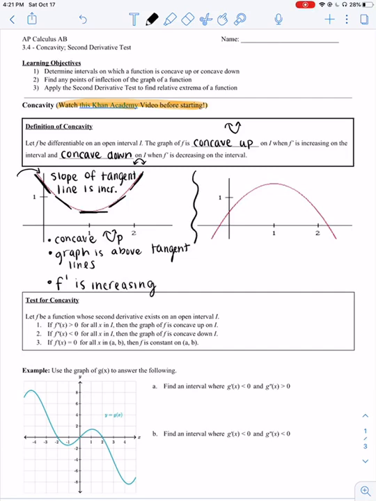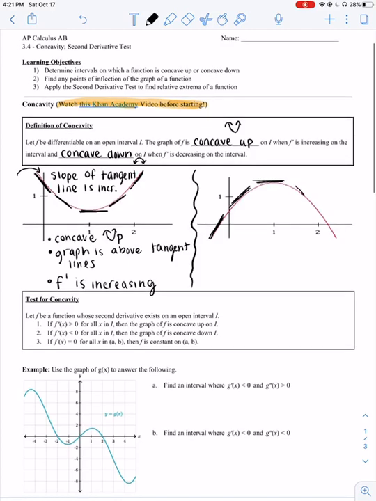Okay, so now let's observe a concave down function. So here we can see we start out with a positive tangent line slope, then it becomes a little less steep, a little less positive, turns to 0, and then it goes into the negatives, less negative, more negative down here. So here the slope of the tangent line is decreasing. So this one is called concave down.